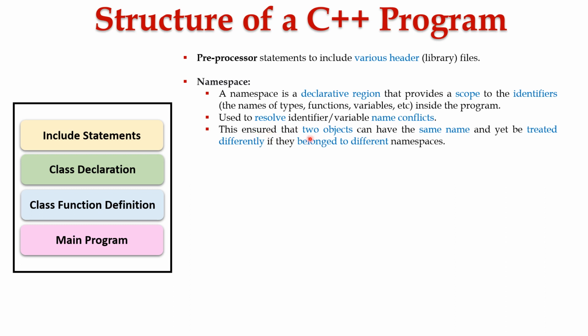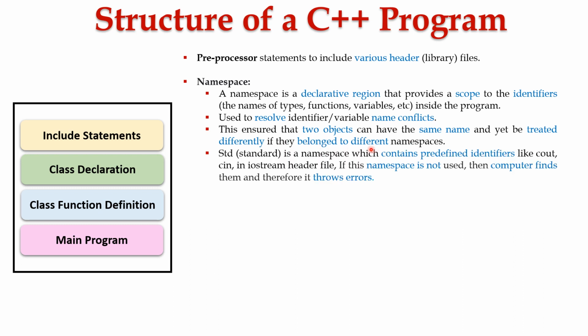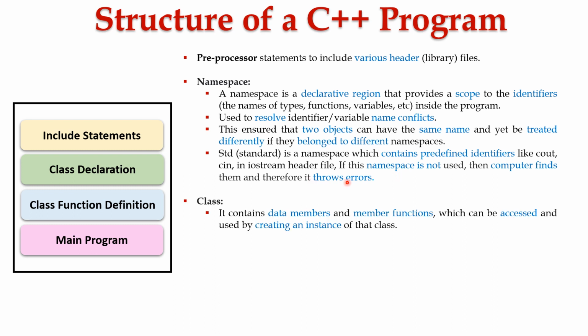So this ensures that two objects can have same name and yet to be treated differently if they belong to different namespace. STD is a namespace contains predefined identifiers like cout, cin in iostream header file. If these namespace is not used, then computer finds them and throws an error to the users.